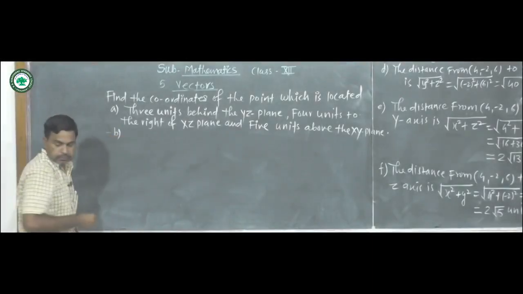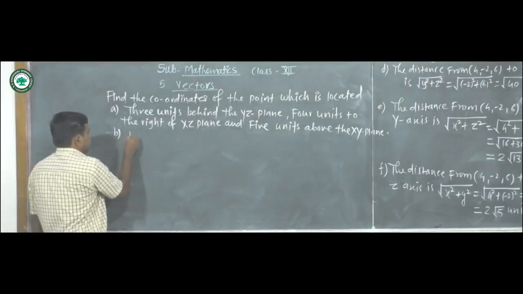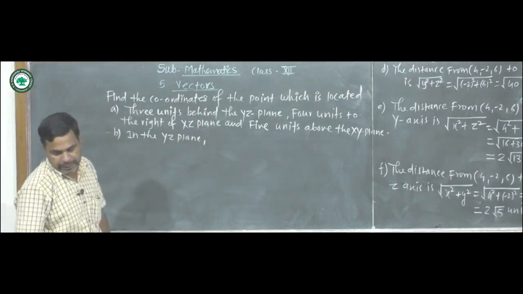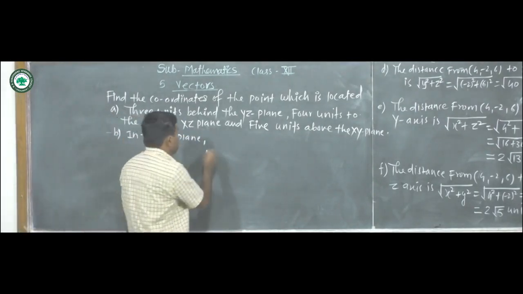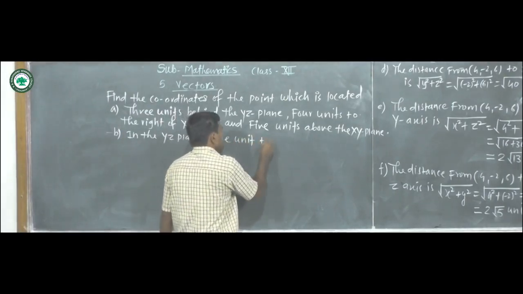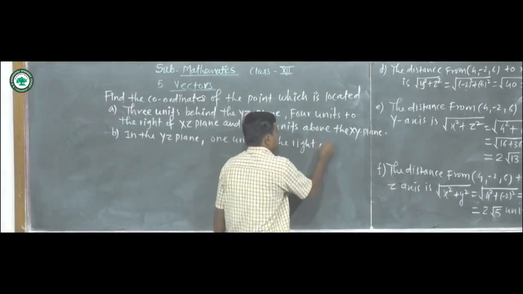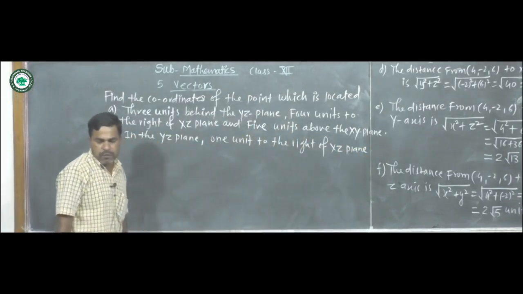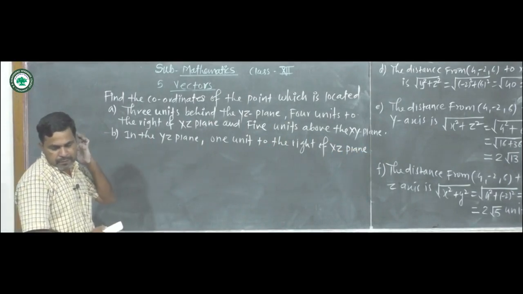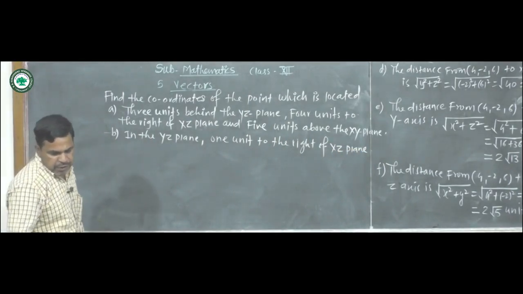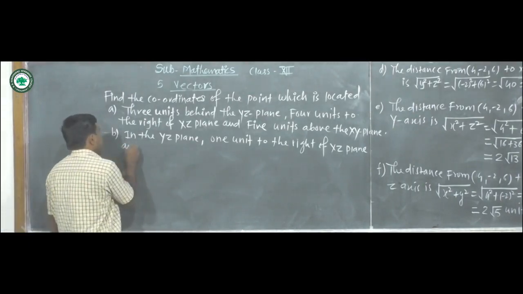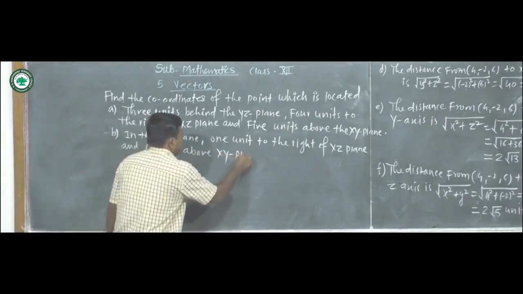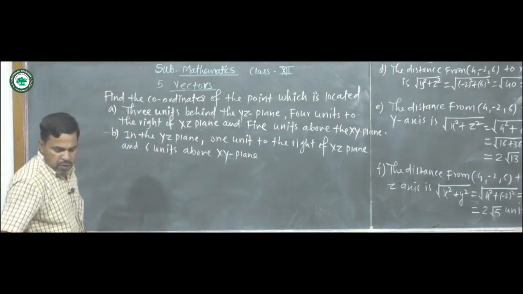B sub-question. In the YZ plane, 1 unit to the right of the XZ plane, and 6 units above the XY plane.